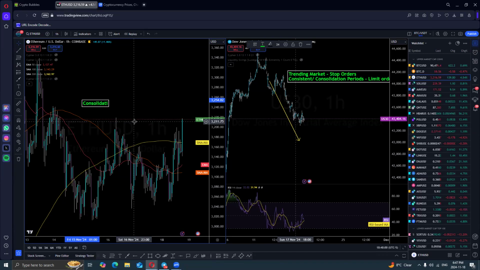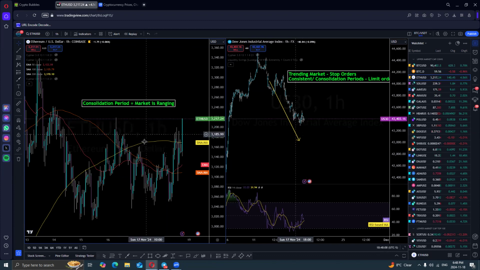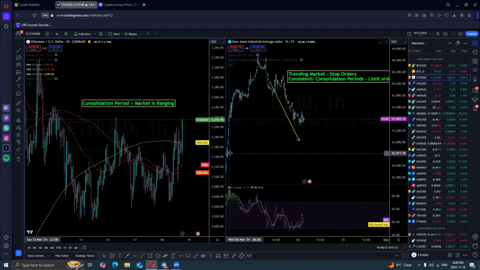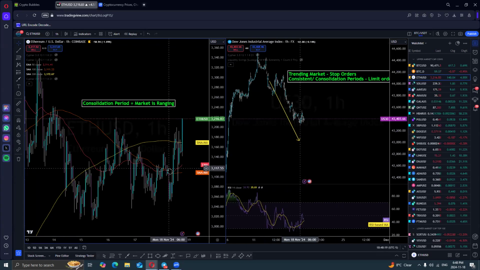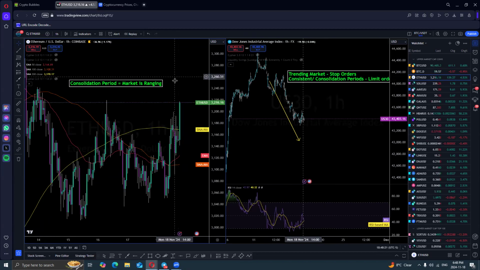Consolidation period. Or you can even name it market is ranging. So when the market's ranging, it's basically reaching the same high, same low, same high, same lows, back and forth, hitting the same support and resistance over and over again. So for those type of market, the best type of trades to place is limit order.